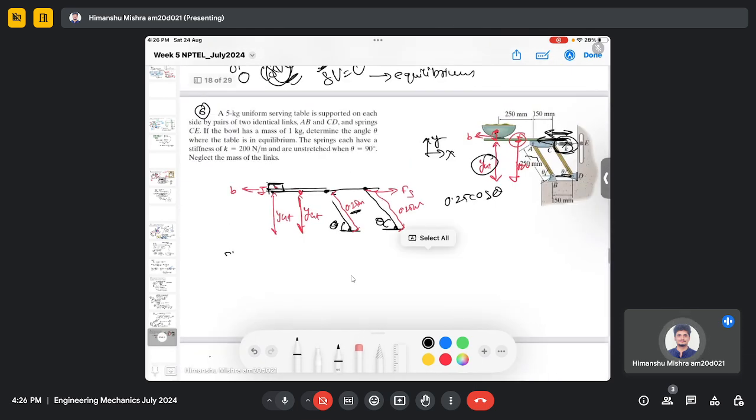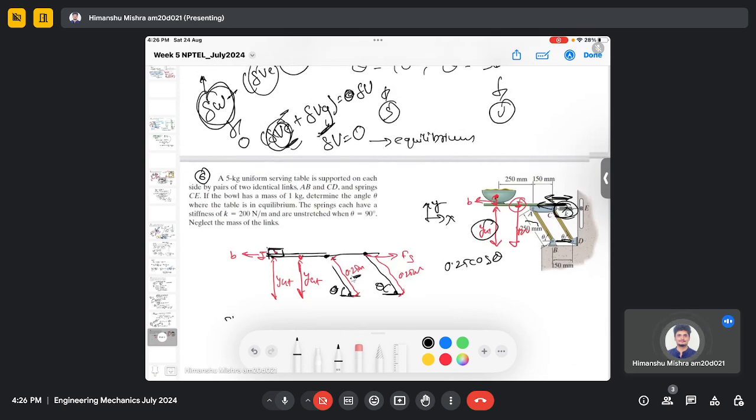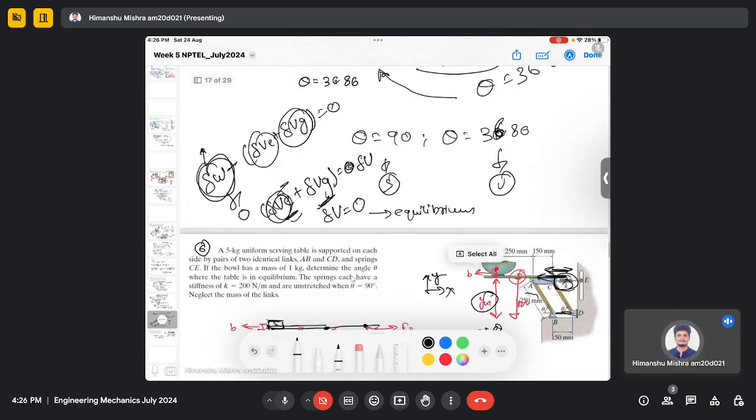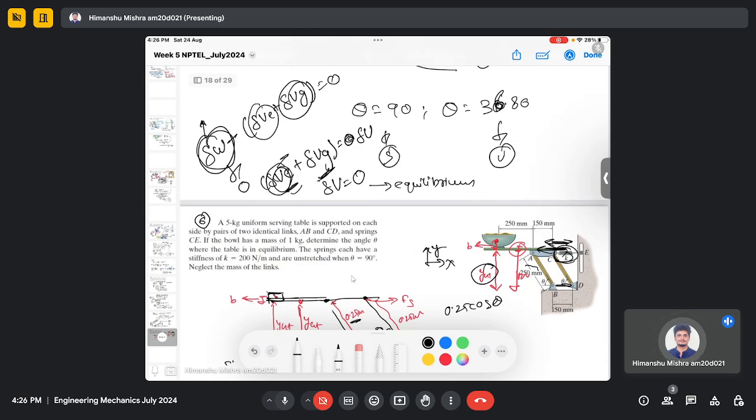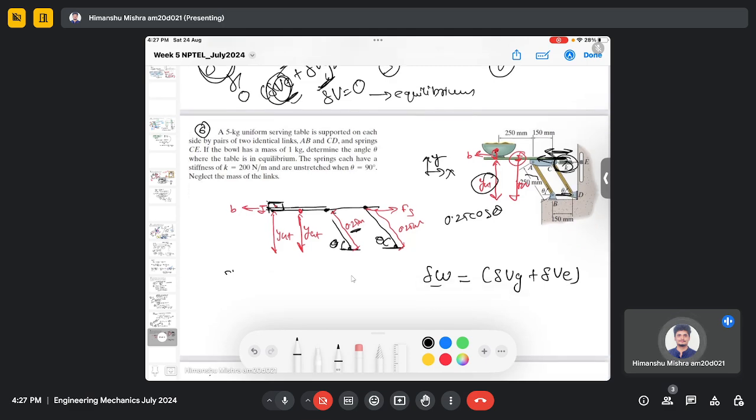So here we solve the problem by using the energy method. Just to recap the energy method: according to the energy method, the virtual work done from the non-potential forces should be equal to the change in potential energy due to the elastic member as well as the gravitational force, right? So this is my virtual work done due to non-potential forces, and this virtual work done should be equal to the change in potential energy due to gravitational force and the elastic member.